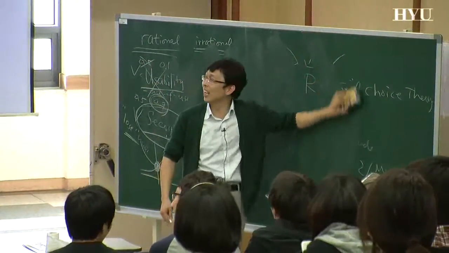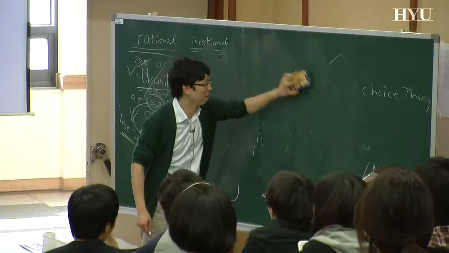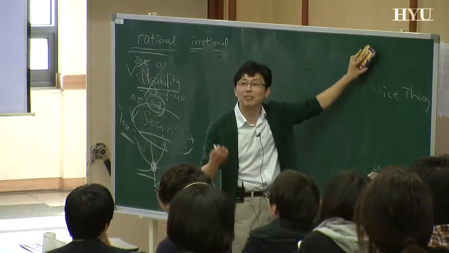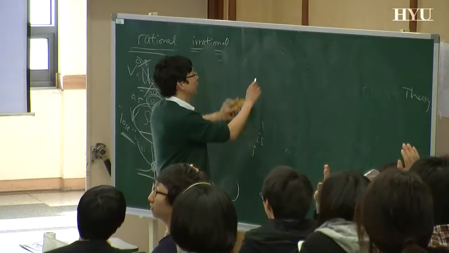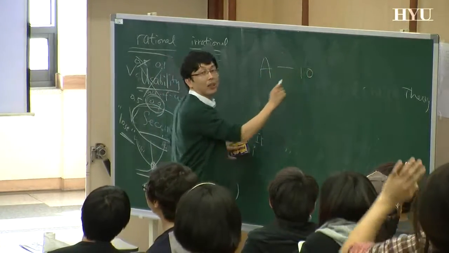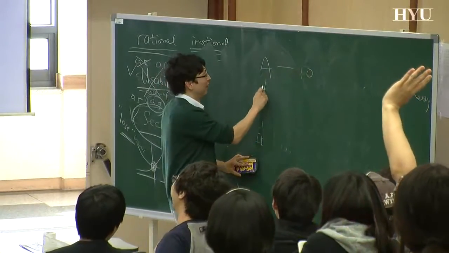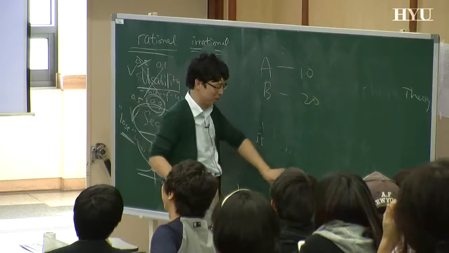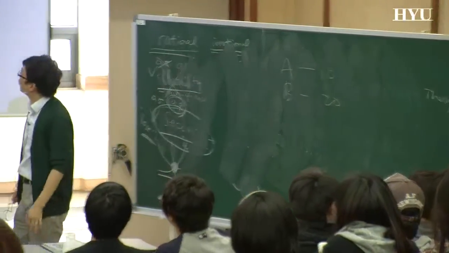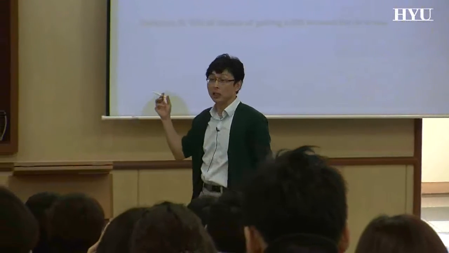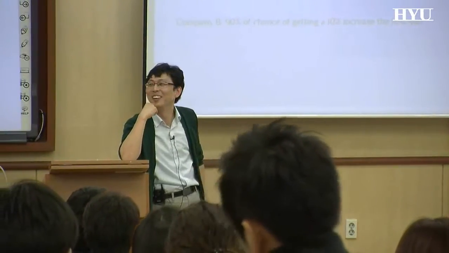How many people think A is good? Just go with your feeling. A. Oh, 10. Okay. B. Oh, wow. Okay, around 20. Double. Right. Why did we choose B?